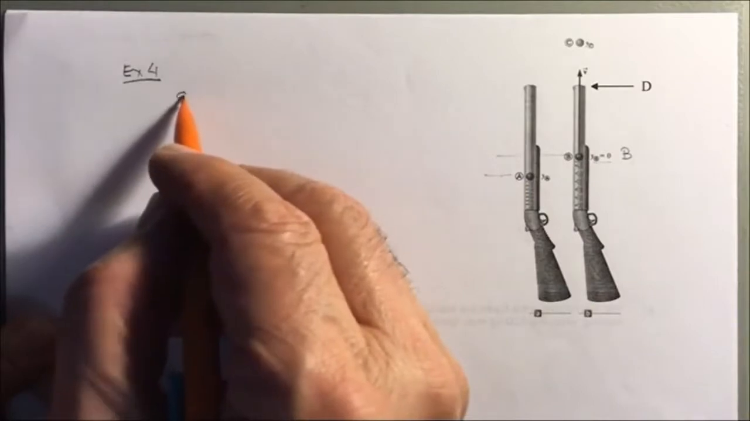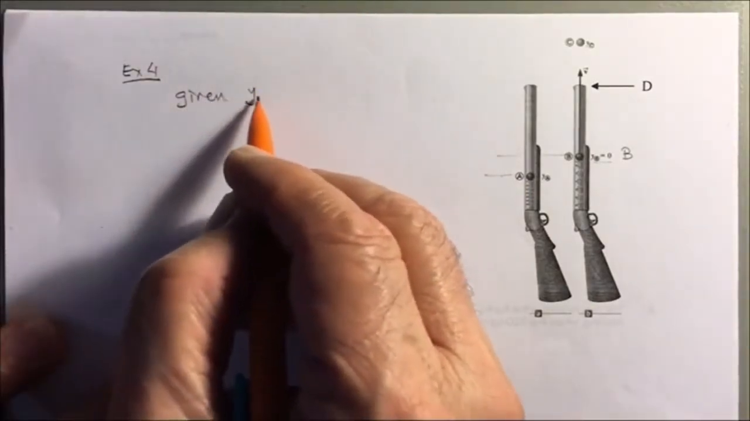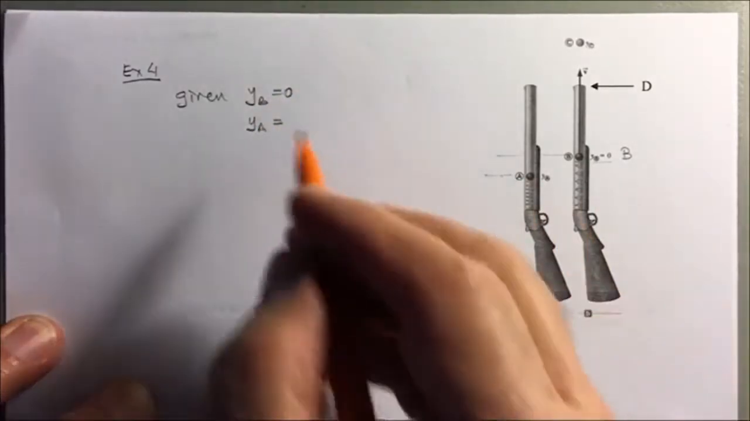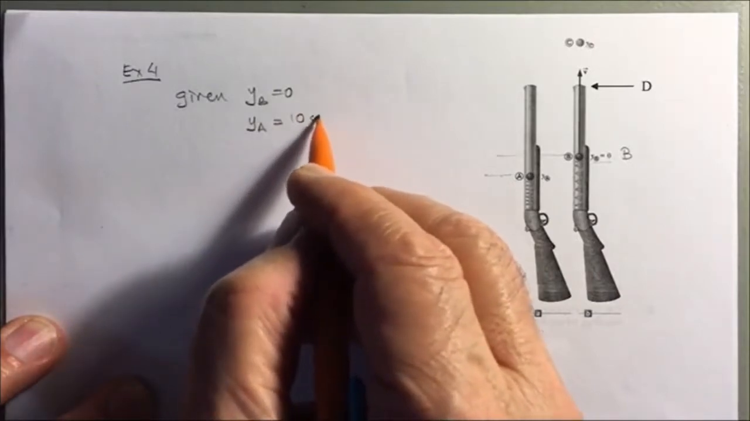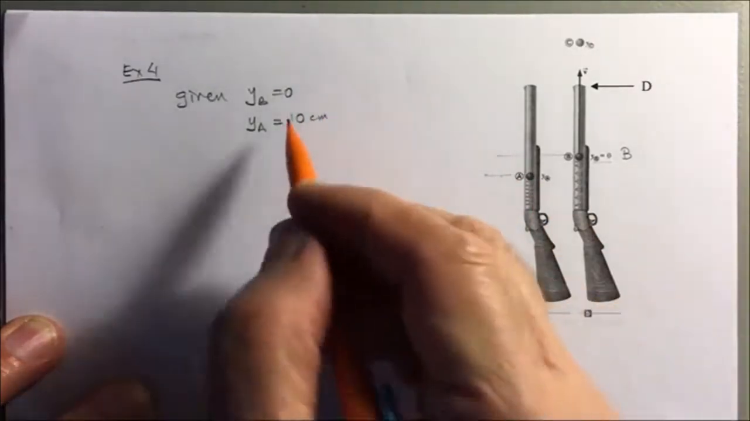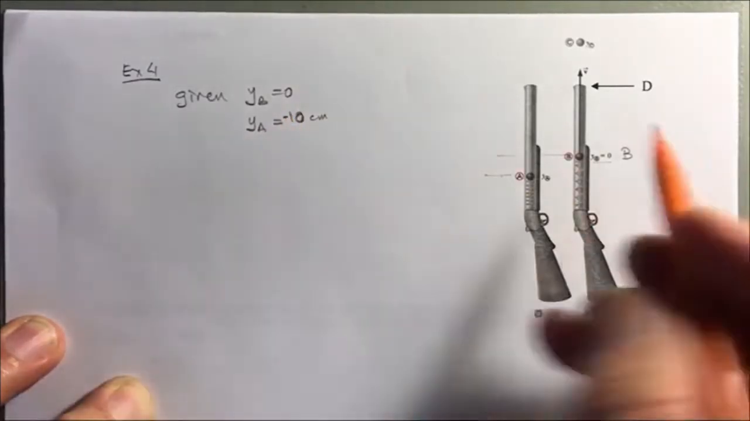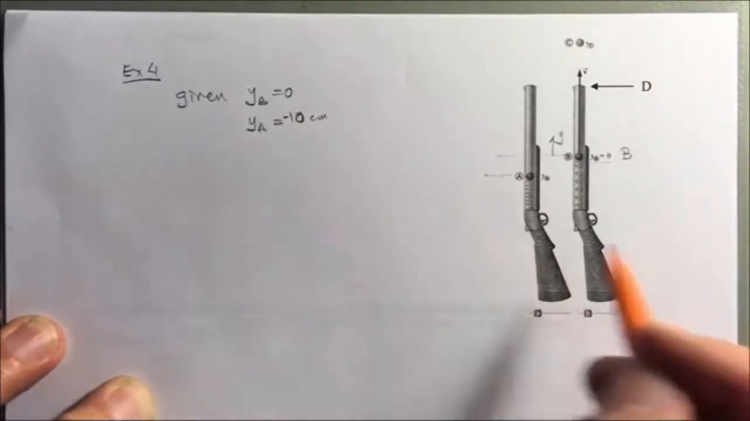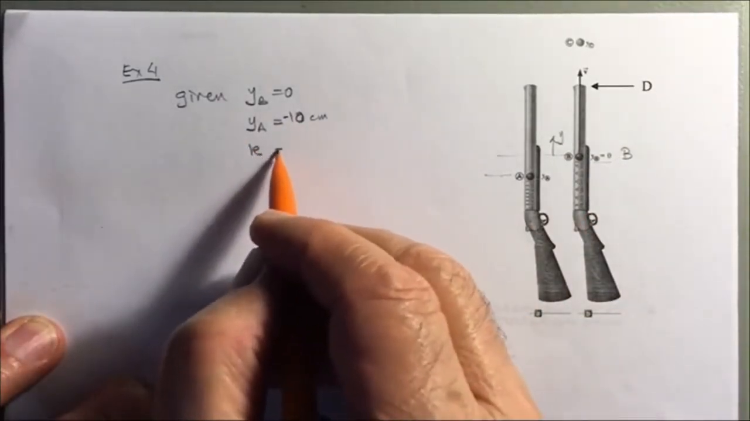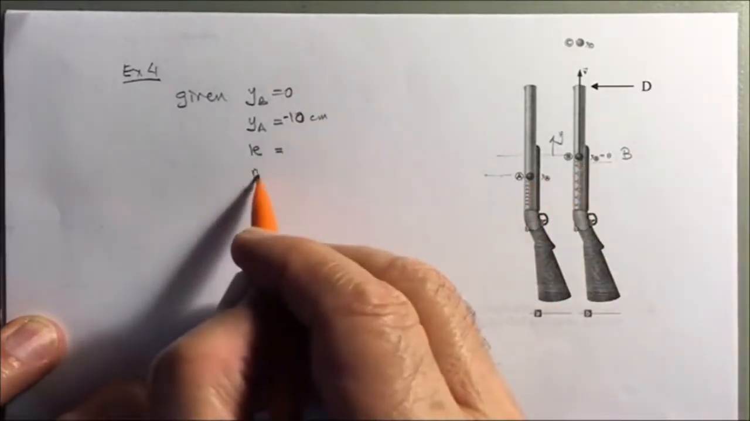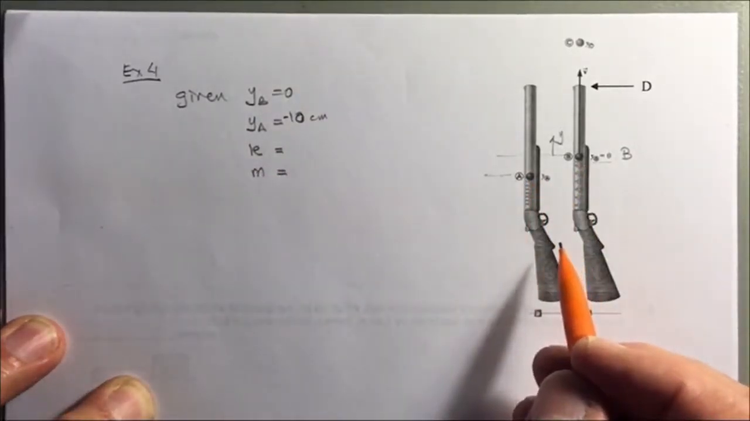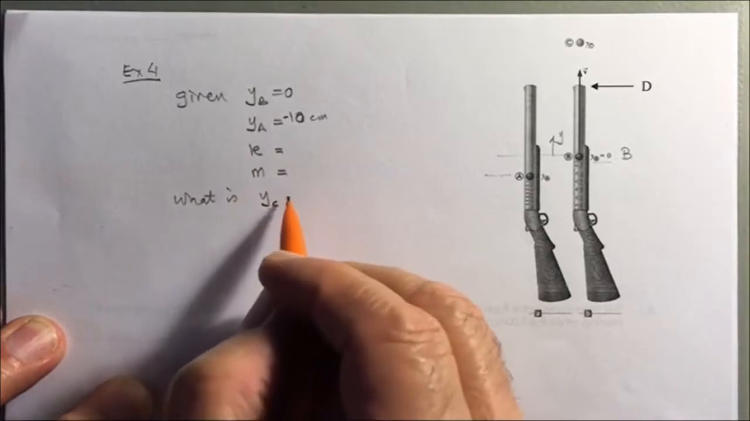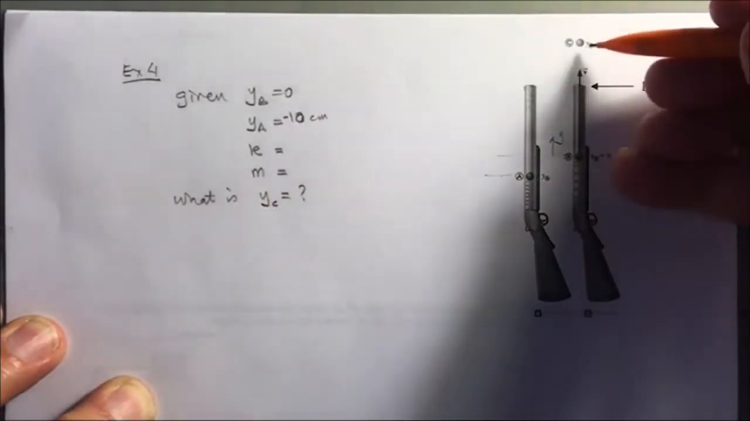So we are given y at B is 0. We are given the value of yA, let's say it's 10 or 12 centimeters. So that will be negative 10 centimeters, because y equal to 0 starts from here. And then we are given the spring constant, and we are given the mass of the ball. And the question is, what is yC, or how high does it go?